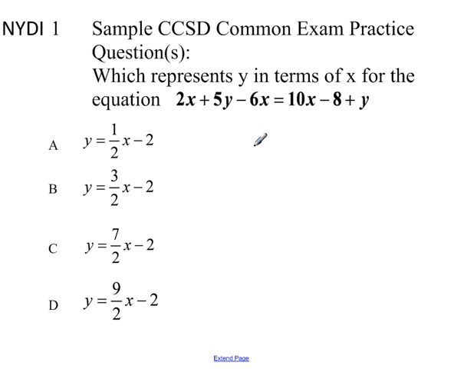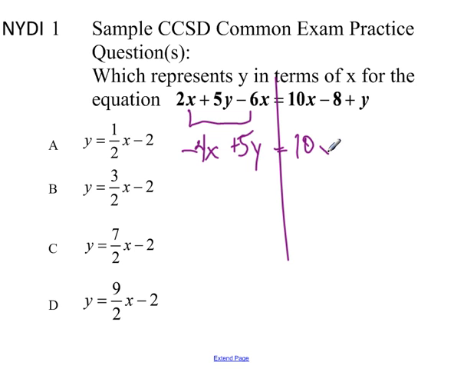Here's one of the ways they put that question on your semester exam. This one is a little bit trickier and we're not going to be able to just use the opposites trick. But we can use our solving skills and put some things together. So first off, I want to decide, can I make things simpler? 2x minus 6x, it's on the same side, so I'm going to use the same signs. 2x minus 6x makes negative 4x plus my 5y. 10x minus 8 plus y.